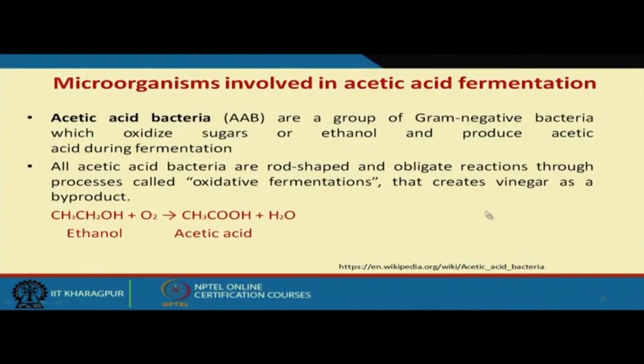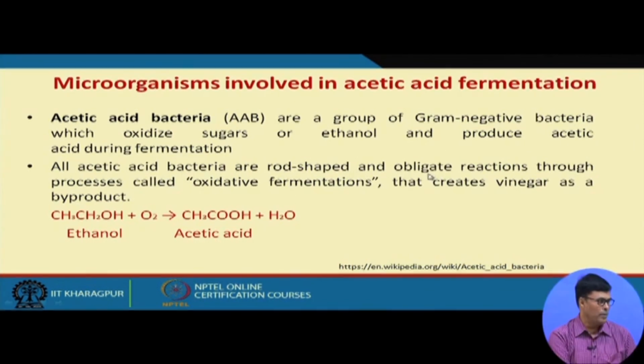The microorganisms involved in the acetic acid fermentation process are gram-negative bacteria, which oxidize sugar or ethanol to produce acetic acid. All acetic acid bacteria are rod shaped and obligate aerobes, and this is an oxidation fermentation. The reaction takes place in the presence of oxygen.